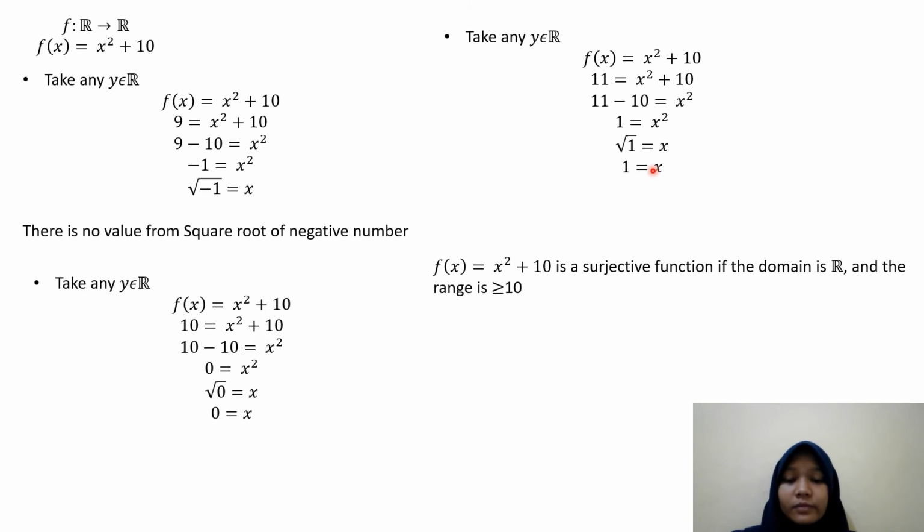So f(x) is x squared plus 10 is a surjective function if the domain is the real numbers and the range is bigger than or equal to 10. Why? Because if we choose a number less than 10, we cannot, not yet. It is not according to the rules. Okay.